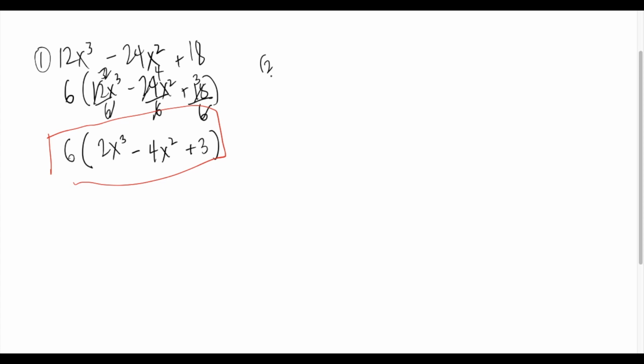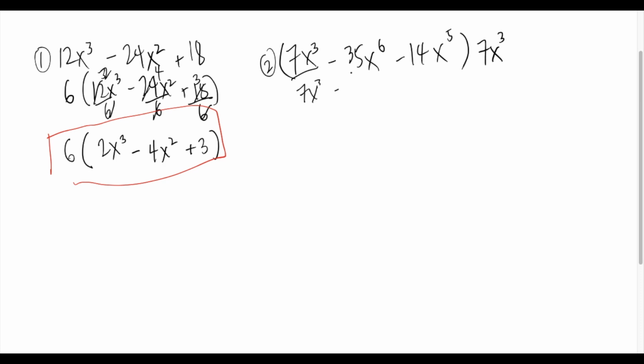Okay, how about for the second example? We have 7x cubed minus 35x raised to 6 minus 14x raised to 5. Okay? Ang greatest common factor natin dito is 7x cubed. So, 7x cubed, tapos i-divide natin silang lahat by 7x cubed.